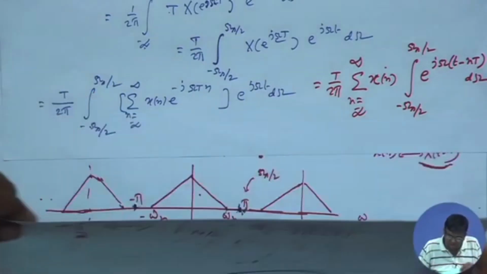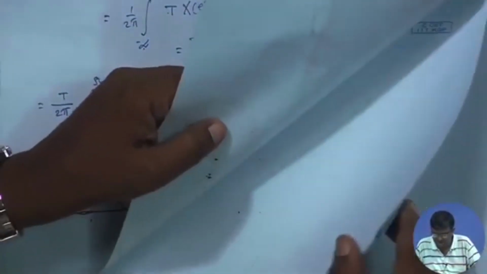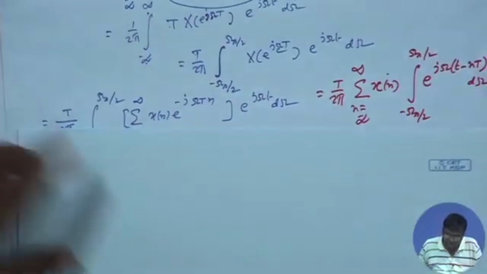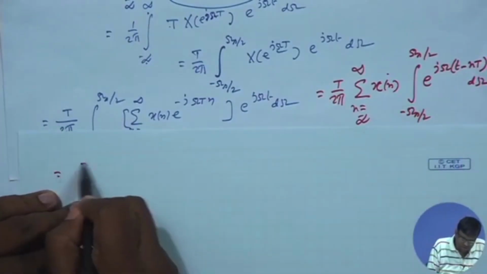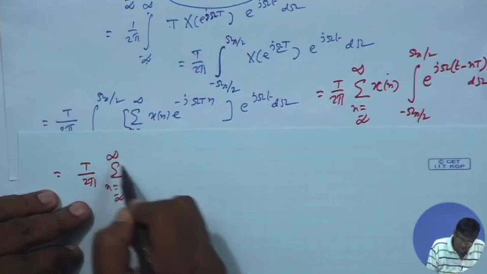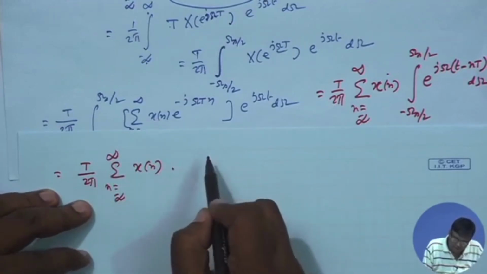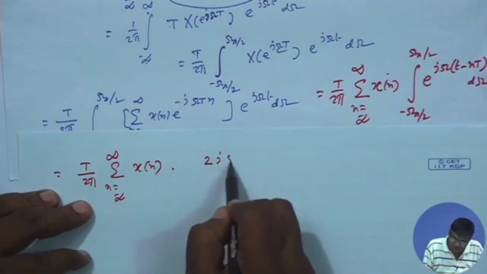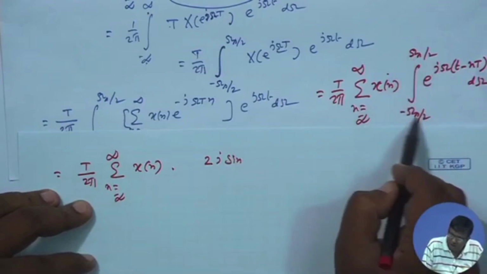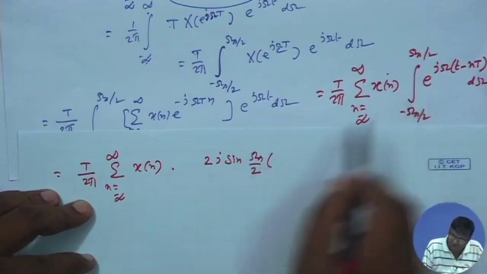So, this I write again. Maybe I write on a fresh page. This page does not have much space. So, this integral, T by 2 pi summation x of n and then this twice j sin. This omega was omega s by 2 and then minus omega s by 2. So, it is omega s by 2 into this quantity.